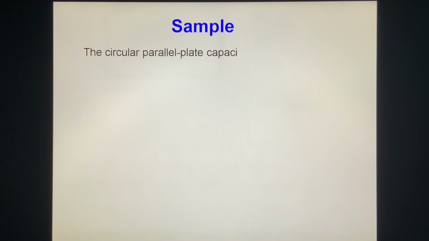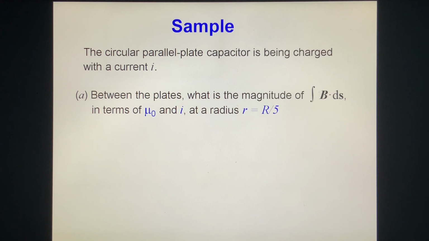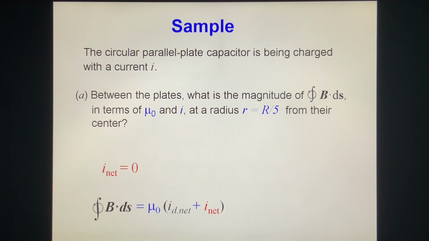Sample: The circular parallel plate capacitor is being charged with a current I. Question A. Between the plates, what is the magnitude of the integral of B dot ds in terms of mu 0 and I, at the radius r equals big R over pi from their center? We know this is equal to mu 0 times (I_D plus I net). In our case, I net is 0. So there's a mu 0 I_D, right? And we want to find this one.